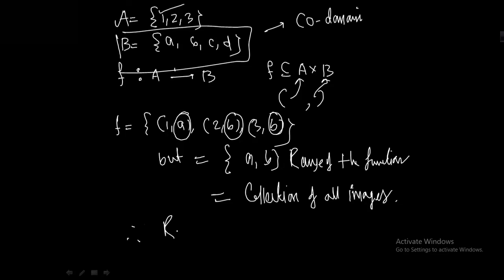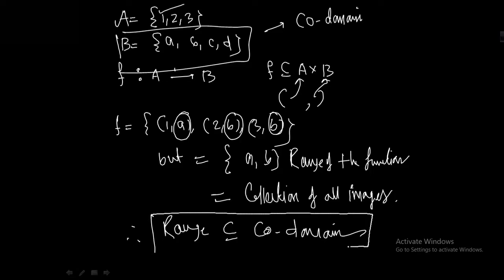Therefore we can say range is a subset of codomain. It may or may not be equal. If it becomes equal, then the function will be onto. I'll discuss it later. But for now, we can say the range of any function is a subset of the codomain of that function. It may or may not be equal to the codomain, but the domain is equal to the first set.